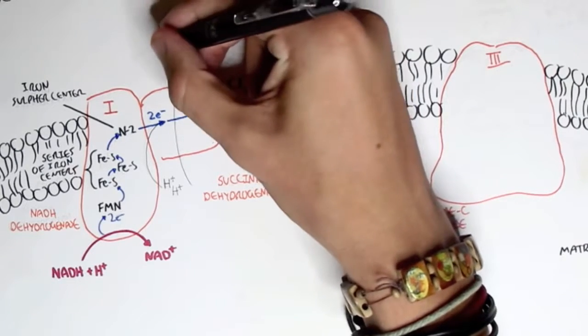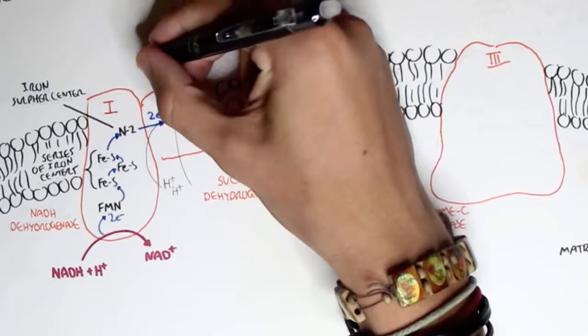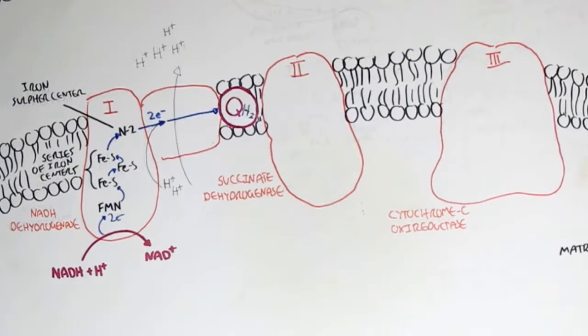Now, ubiquinol is essentially carrying the two electrons, but not as electrons, just as hydrogen. So ubiquinol will travel through the inner mitochondrial membrane with the two electrons, right? It will not associate with complex 2, but it will associate with complex 3. Now, let's look at complex 3.